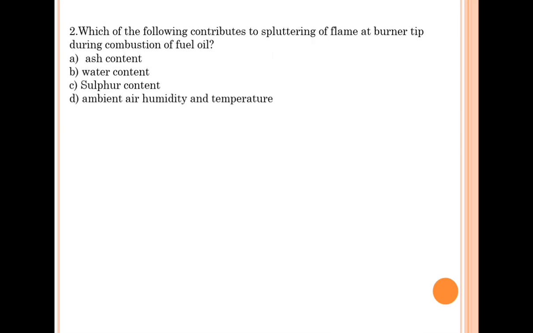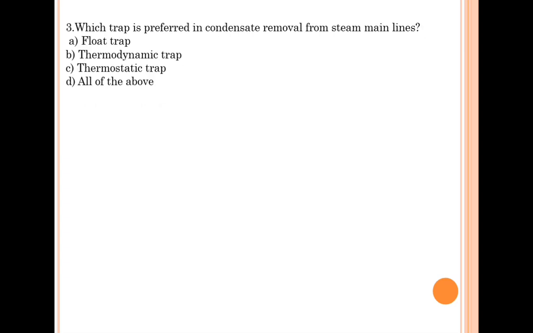2. Which of the following contributes to spluttering of flame at burner tip during combustion of fuel oil? So here the answer is water, because water is responsible for the spluttering phenomenon in the flame at the burner tip. So the answer is water content.